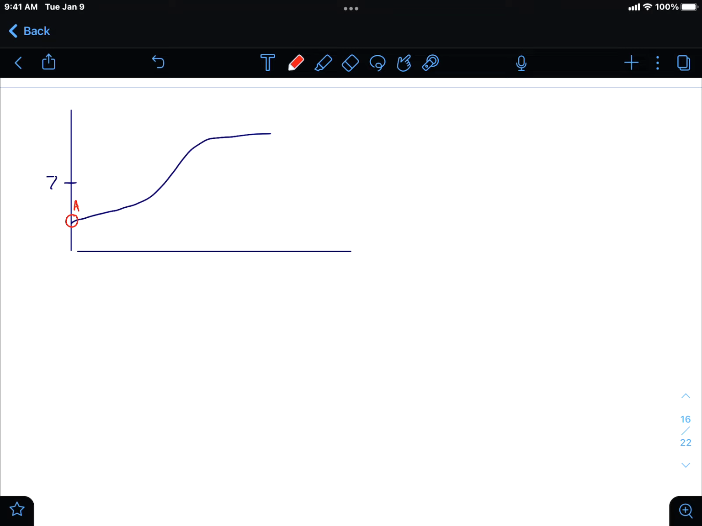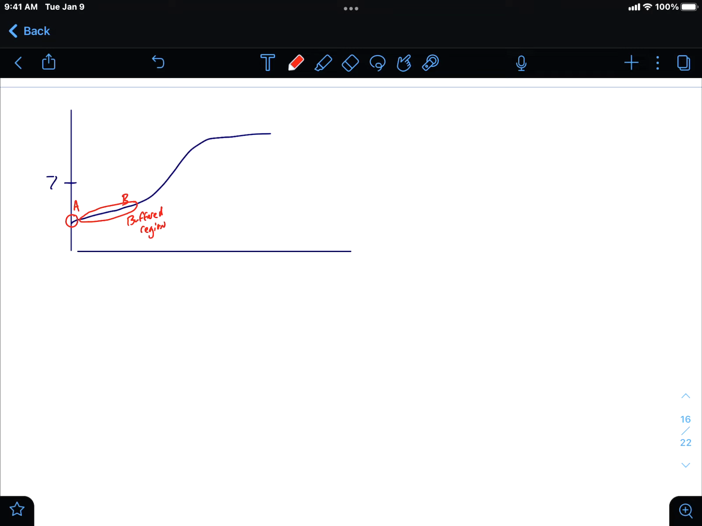All right? And then we have area B, and that is known as the buffered region. During that flat part, that is when you have a buffer. And that is why the pH changes the least during that flat part.